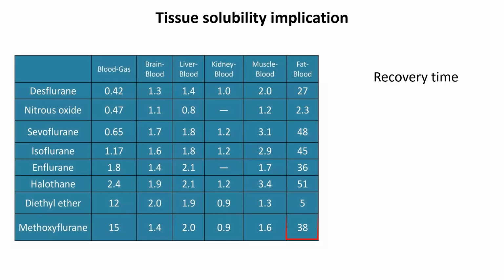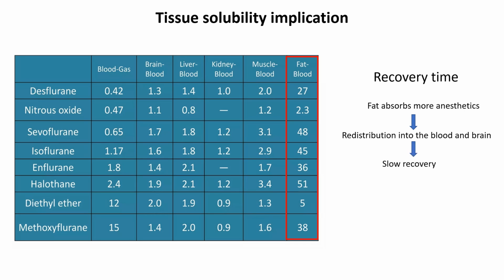Secondly, tissues such as fat have a high tissue-blood partition coefficient, meaning they absorb more anesthetic than other tissues for any given anesthetic. So a large amount of the anesthetic can be absorbed into fat tissue before the arterial partial pressure equilibrates with the fat partial pressure. This stored anesthetic is gradually released back into the circulation during recovery, which can prolong the overall effect of the anesthesia and delay emergence.